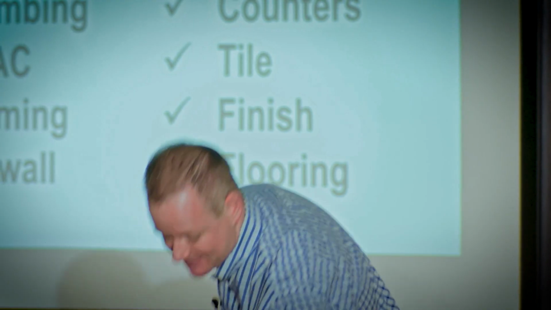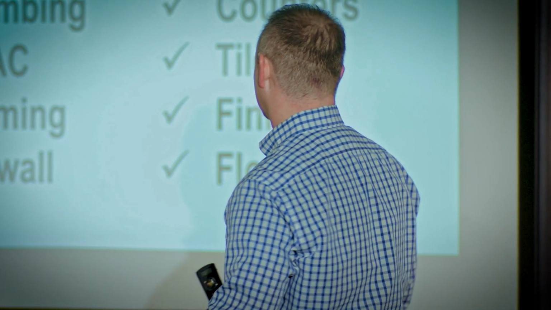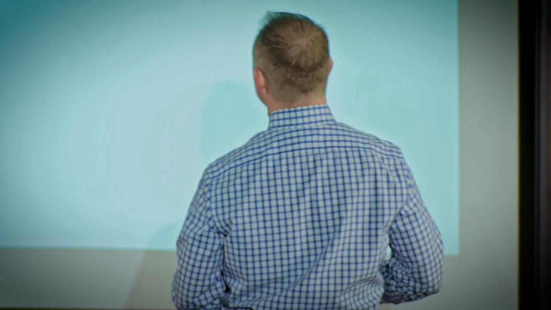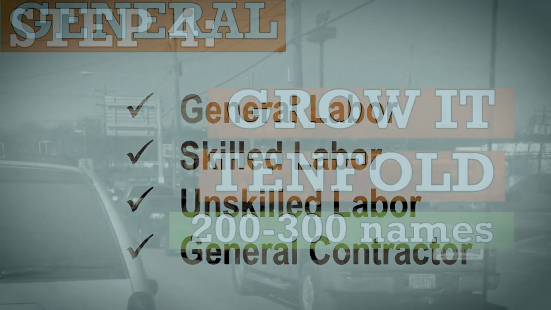You want to have a lot of people. The initial exercise is 20 to 30. I want to see someone come back next month and have this filled out with 20 to 30 names on here. General labor, skilled labor, and a general contractor, maybe, just in case.